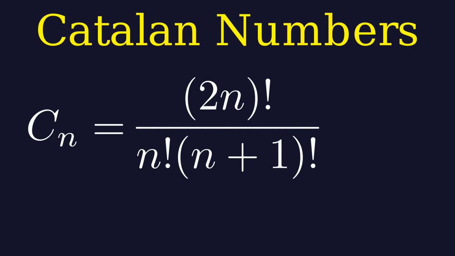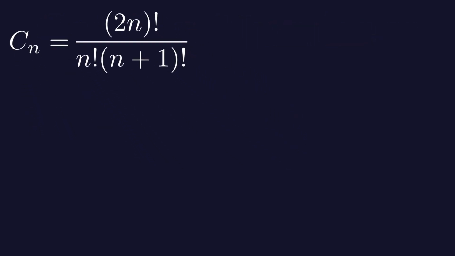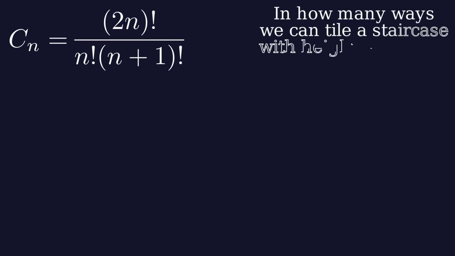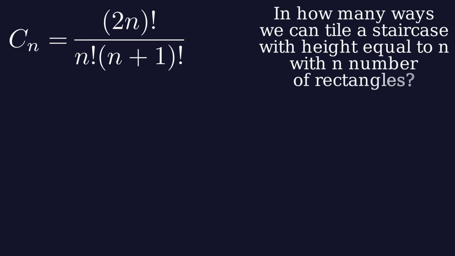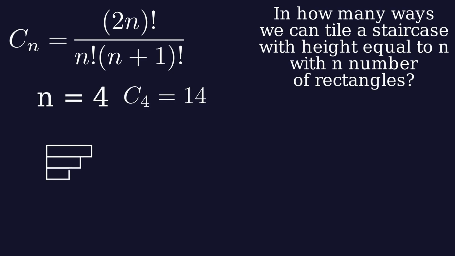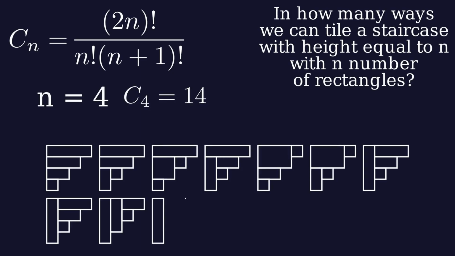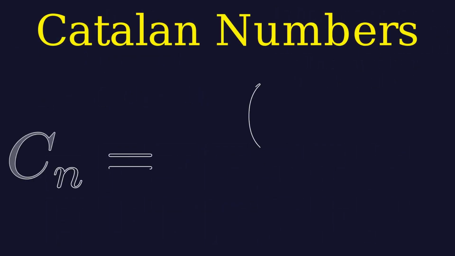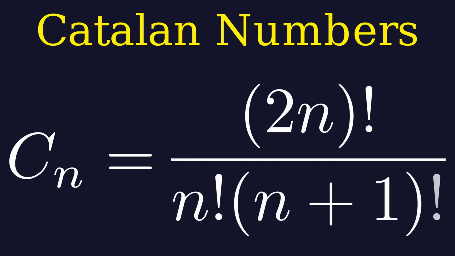The question about the triangulation of the polygons, the number of valid parenthesis expressions, the number of Dyck paths, and the number of lattice paths that go below the diagonal. The Catalan numbers are also used in many other problems. For example, this problem: in how many ways can we tile a staircase with height equal to n with n rectangles? The answer is also the formula for the Catalan numbers. The Catalan numbers have a lot of other uses, and there are numerous counting problems in combinatorics whose solutions are given by the Catalan numbers.